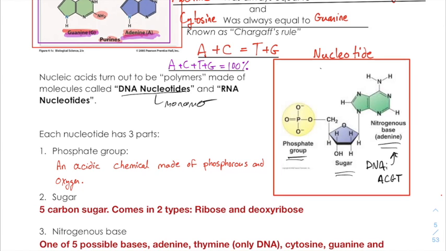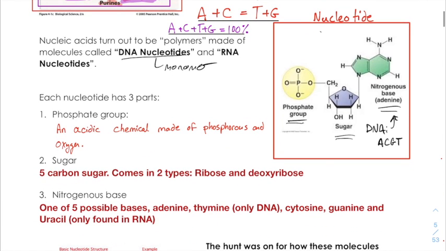So each nucleotide has three parts: an acidic chemical made of phosphorus and oxygen called a phosphate group, and a sugar molecule. This is made of 5 different carbons, which comes into play later. So let's not measure them out.